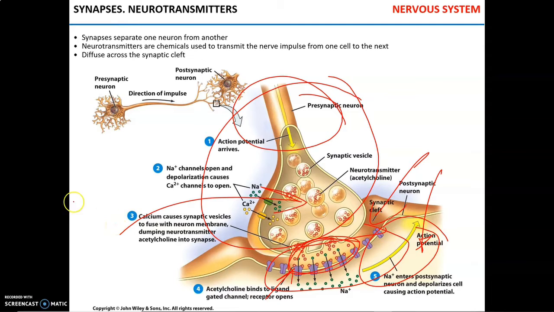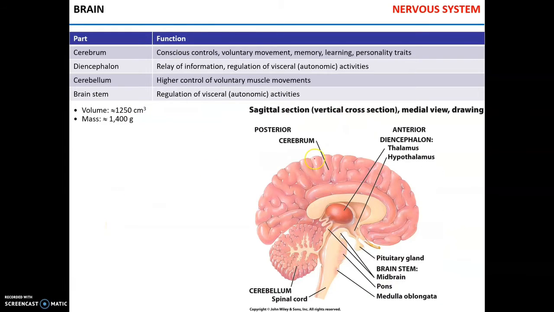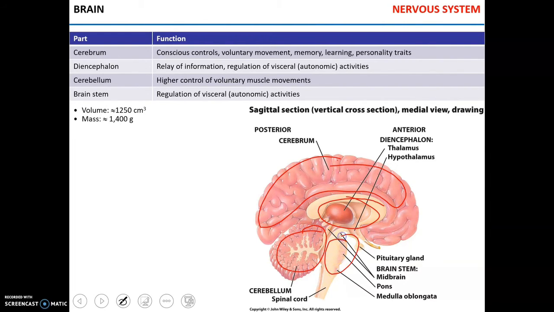Now let's talk about the anatomy of the brain. Brain can be described in several parts. We have cerebrum, diencephalon, right about here, cerebellum, and the brainstem. The function of cerebrum is to consciously control the movements. It's a memory organ. It's responsible for learning, personality, and so on.